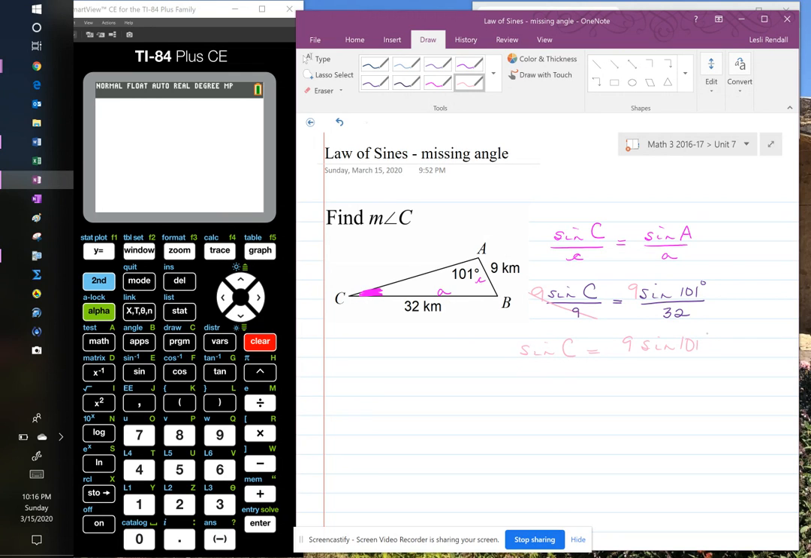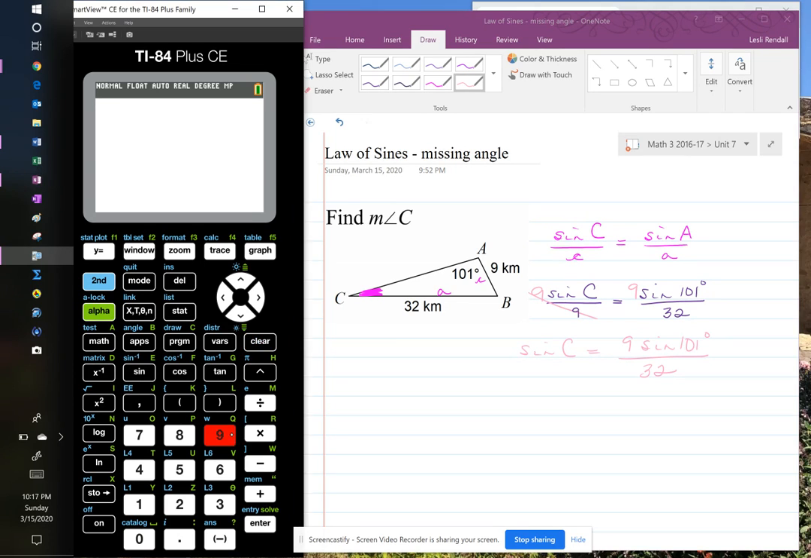Now, for those of you that don't have a calculator handy, you can leave your answer just like that. But I do have a calculator, so I don't have to do that. So we can do this all at once. So I can do this 9 sine 101. We need to make sure that we close those parentheses because the calculator does not understand if you don't close those parentheses. That's going to give us a value less than 1.